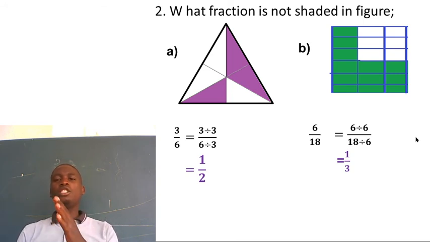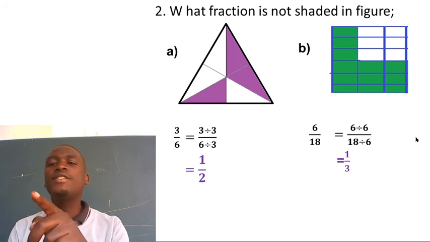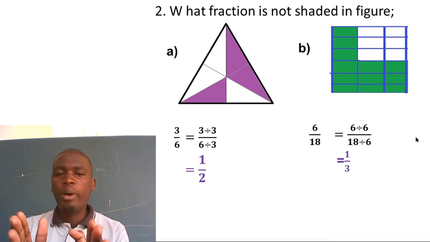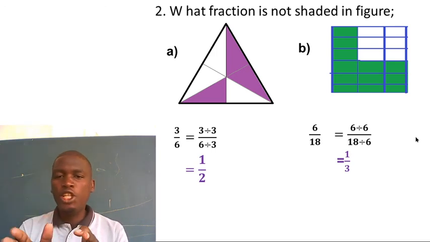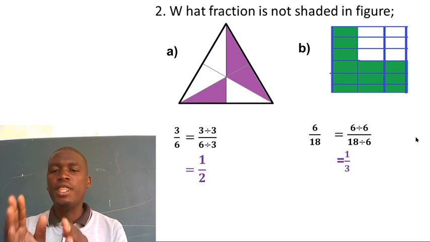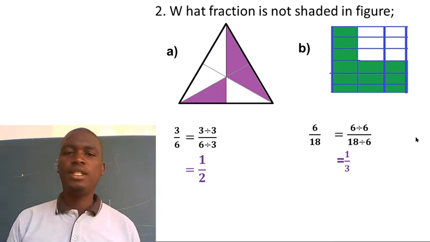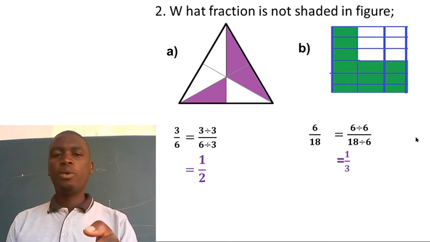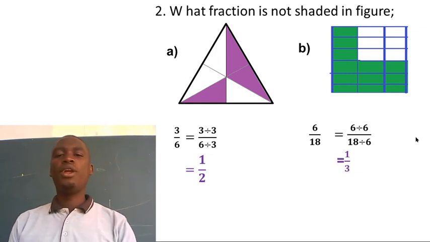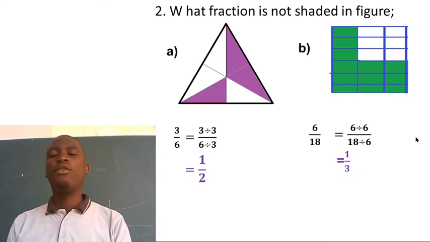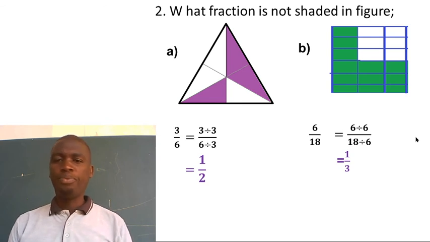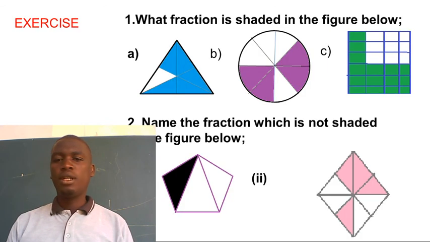What fraction is not shaded? It is 6 out of 18. The total parts there, 18. The unshaded, or which is not shaded, they are 6. So we shall say 6 out of 18. In A, the total parts are 6. The shaded are 3, unshaded 3, which means a half of it was not shaded. Let's take a look at the next.